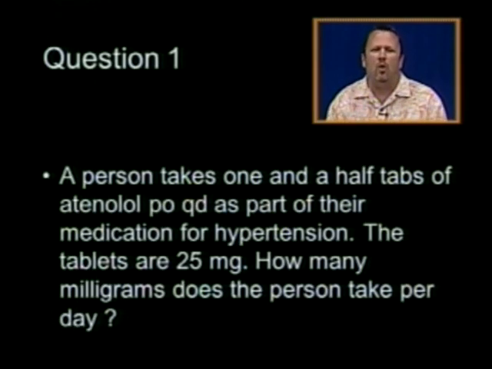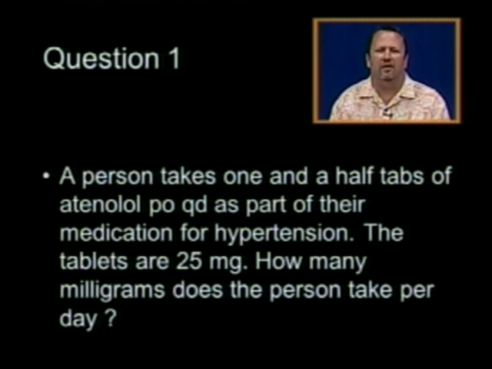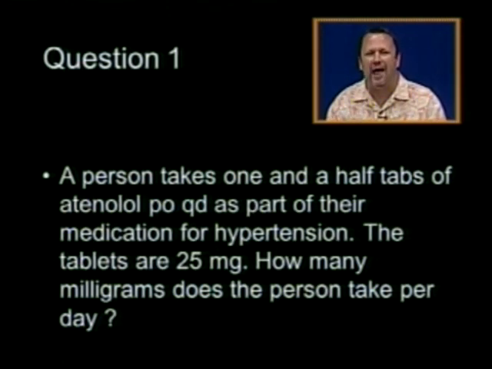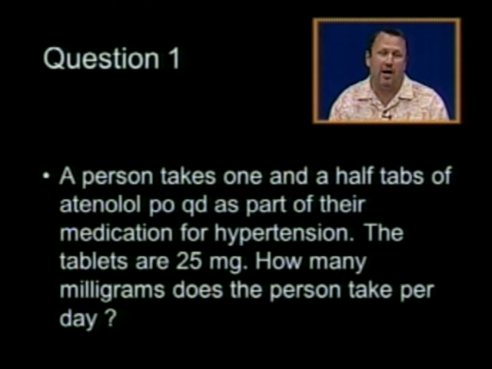A person takes 1 1/2 tablet of Atenolol, PO QD, as part of their medication for hypertension. Atenolol is a beta blocker, a beta adrenergic antagonist. Hypertension is high blood pressure. PO means by mouth, QD means once a day or each day.